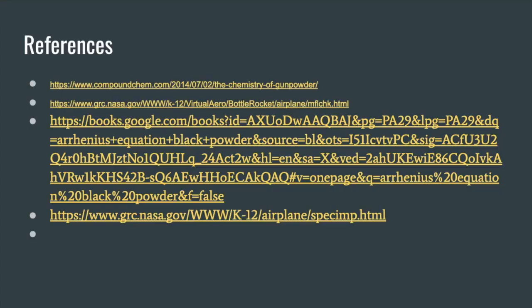Overall, we learned how fun rockets can be. We learned about the importance of nozzle design, the impacts of rate of reaction on mass flow rate and thrust, and the ejection of hot gases from the combustion reaction.